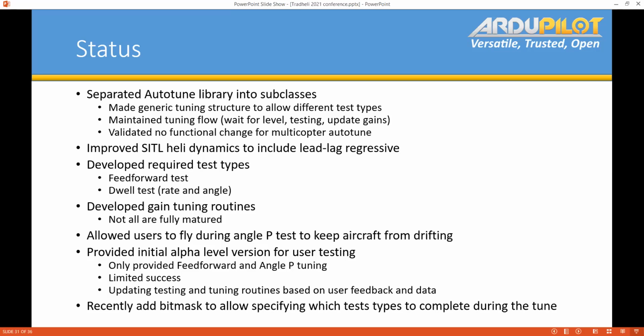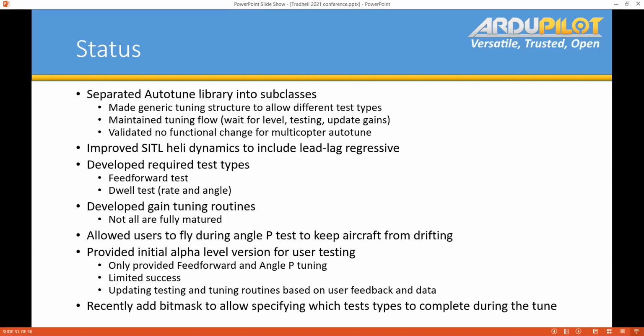And so I basically put in a feature that allows the user to come up on the controls within 5 degrees, as long as they're requesting less than a 5-degree angle change. They can come up on the controls and help keep the drift of the aircraft pretty low and keep it in one spot while it's doing its dwell. And so that worked out fairly well.